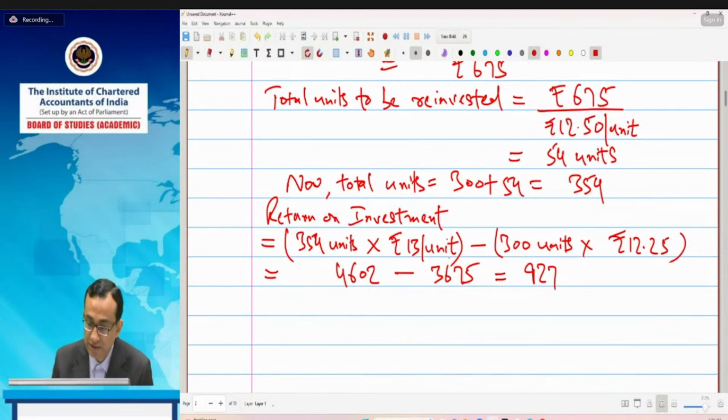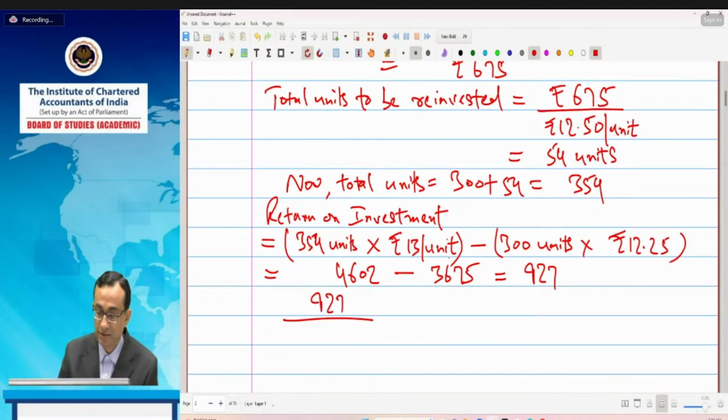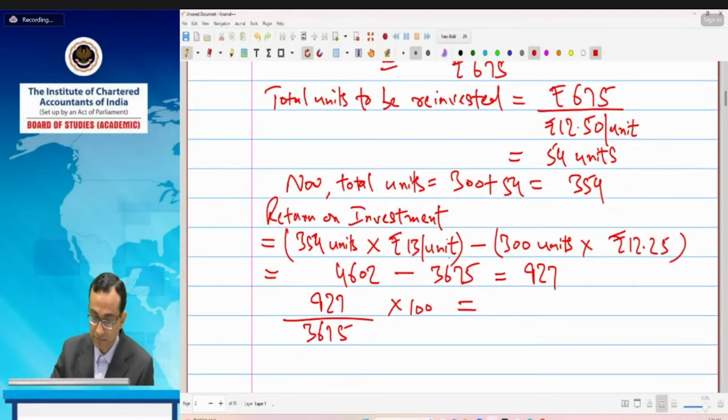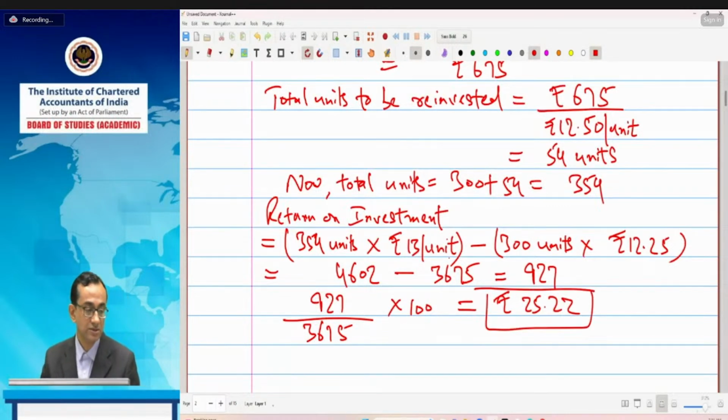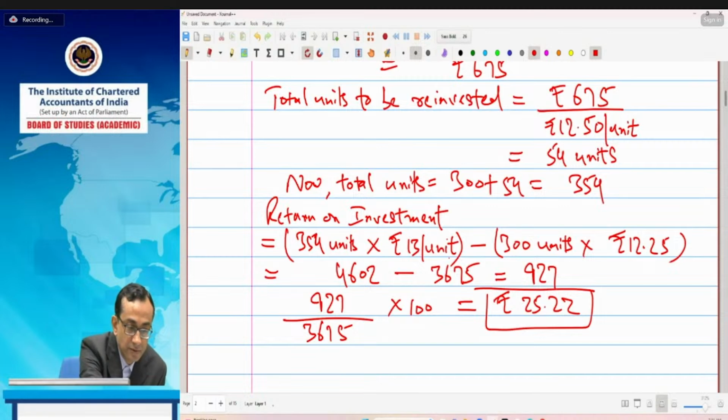So this is the return, but we have to calculate in the percentage term. So let us calculate in the percentage term. It will be 927 divided by opening NAV. Opening NAV, we have calculated 3675, multiplied by 100. So 927 divided by 3675 multiplied by 100 is 25.22.